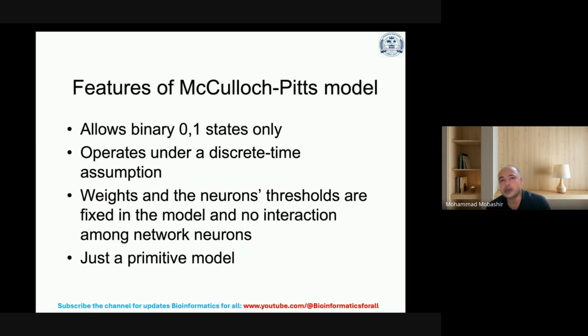Now, the features of this model, how it works: it allows binary, that is 0 and 1 states only. It operates under a discrete time assumption. Weights and the neurons' thresholds are fixed in the model, and there is no interaction among the network neurons. It is just a primitive model.